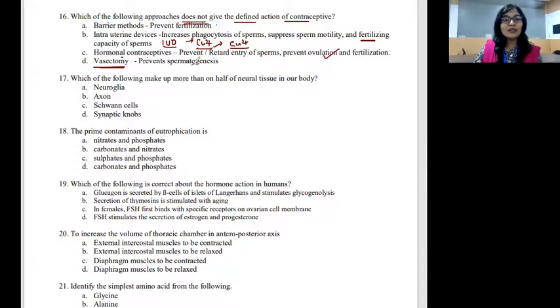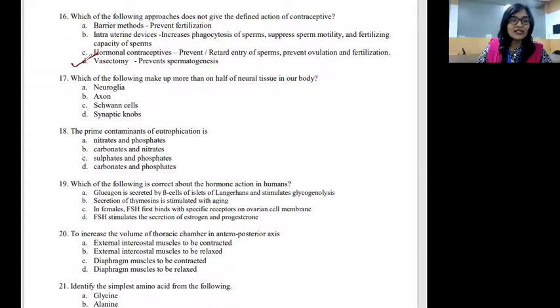Okay, so what are they going to do? Prevent spermatozoa, but we cannot say all the sperms are not going to be entering into the female reproductive tract. Some of the sperms will also be produced, but they are reabsorbed. So we cannot say they prevent the entire spermatogenesis, which means formation of sperms. So this is not going to be a complete statement. It does not conform to the defined action of contraceptive. So the answer is option B.